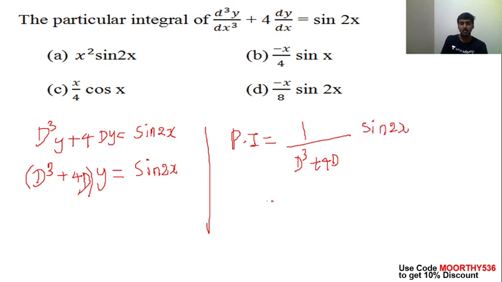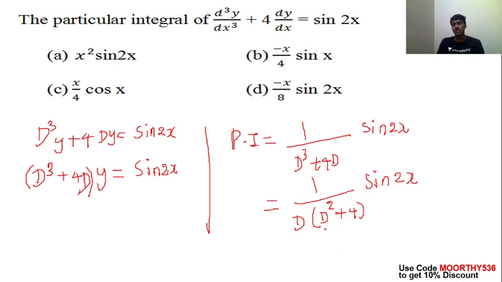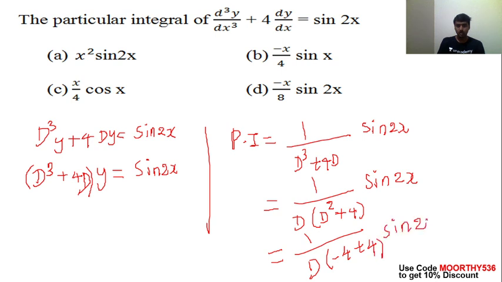Here we take D common to convert the denominator into D square format: D into (D square plus 4) into sin 2x. When replacing D square by minus 2 square, we get 1 divided by D into (minus 4 plus 4) into sin 2x. So the denominator is equal to 0 and the ordinary rule fails. What we do is multiply x in the numerator.